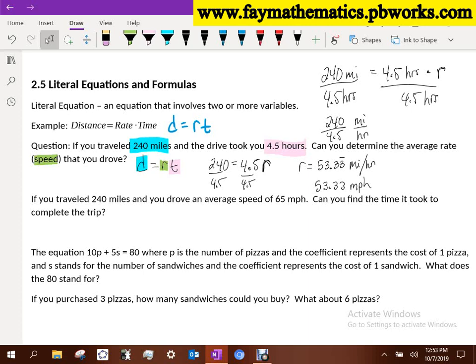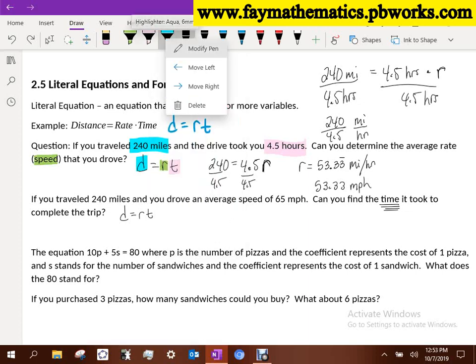The next one says if you traveled 240 miles and you drove an average speed of 65 miles per hour, can you find the time it took to complete the trip? So now, it's still distance equals rate times time, but now it says can you find the time? So that is what we're going to be focusing our attention on. The time is what we're going to be solving for.